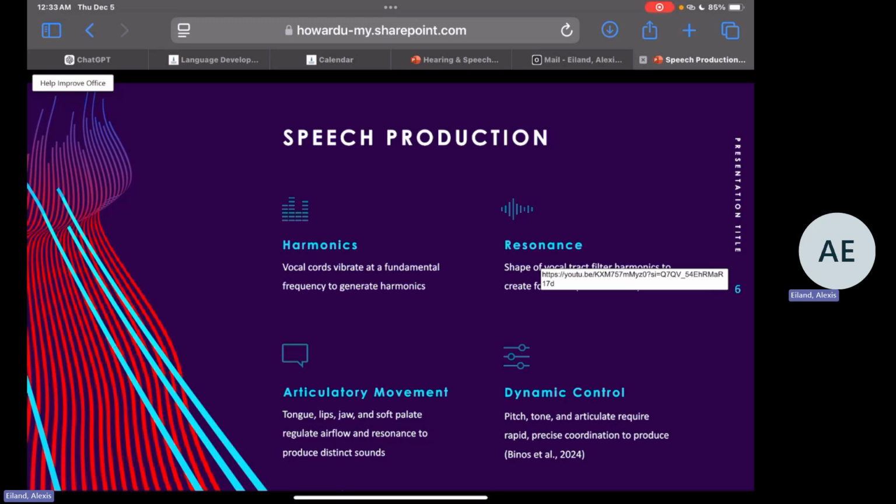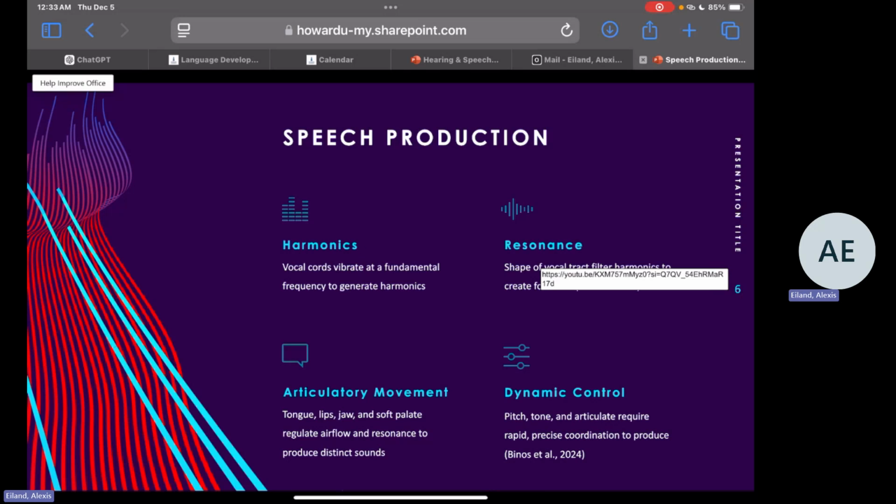Harmonics. Vocal cords vibrate at a fundamental frequency to generate harmonics. The shape of the vocal tract filters harmonics to create formants, which are vowel sounds. The shape of the vocal tract, by filtering harmonics, produces resonance.